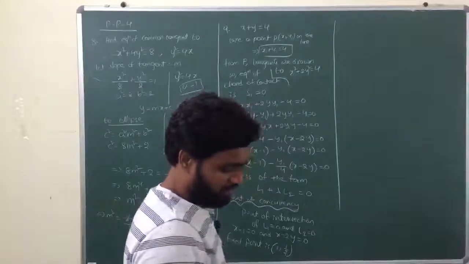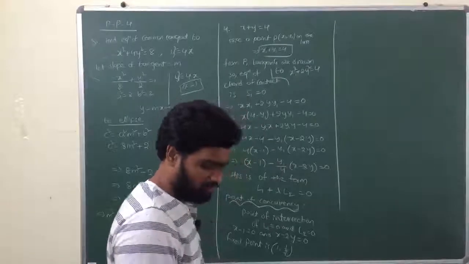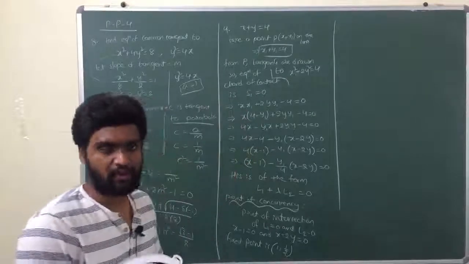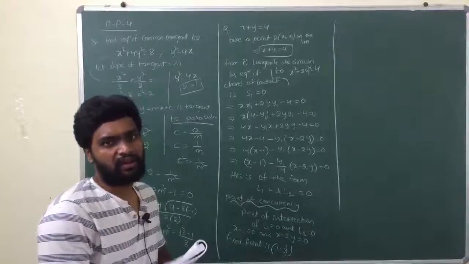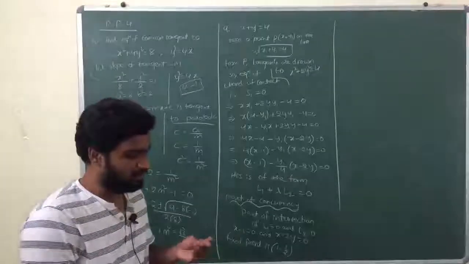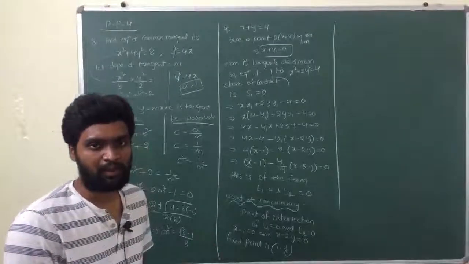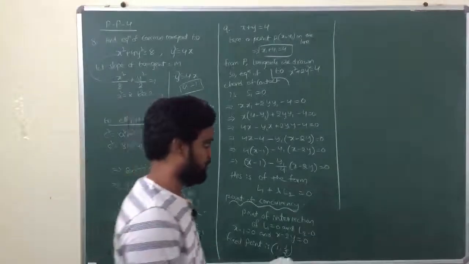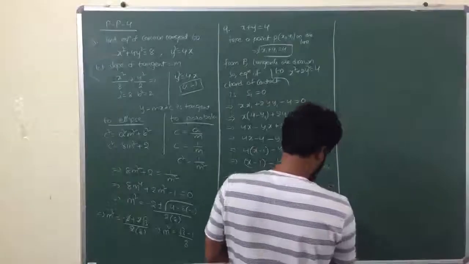The line y is equal to x minus 1 touches the ellipse at the point of contact. The formula is plus or minus a square m by under root a square m square plus b square, comma, plus or minus b square by under root a square m square plus b square.